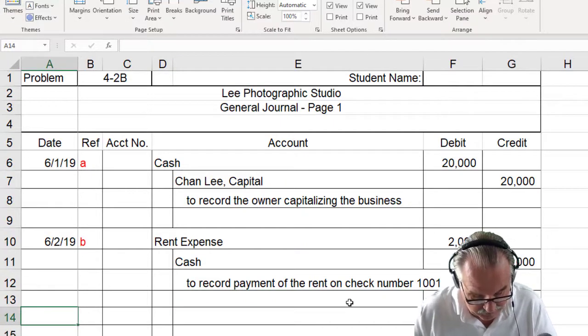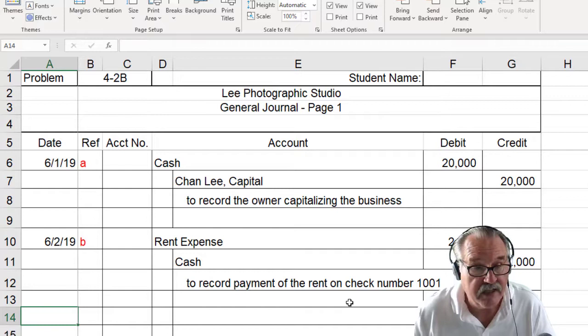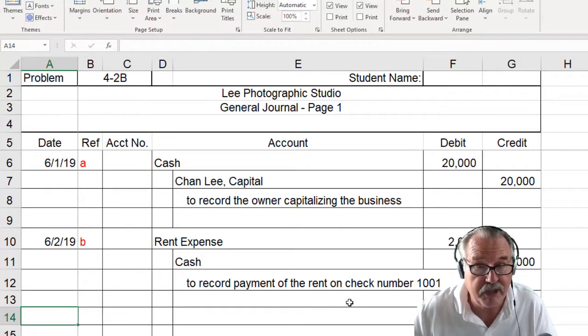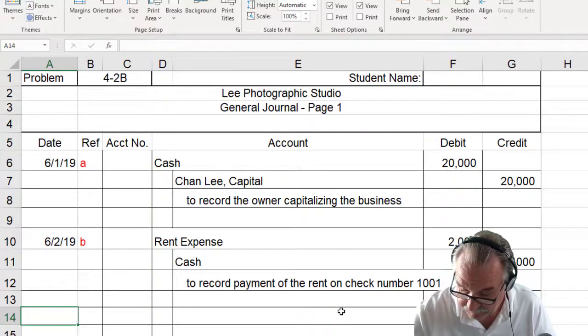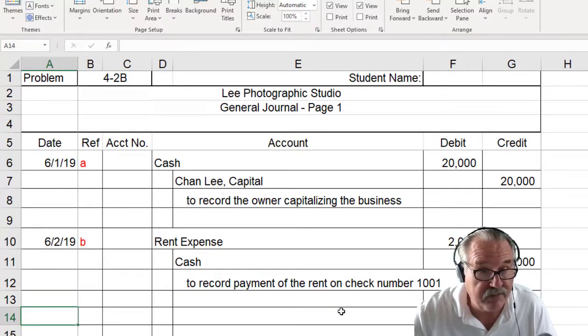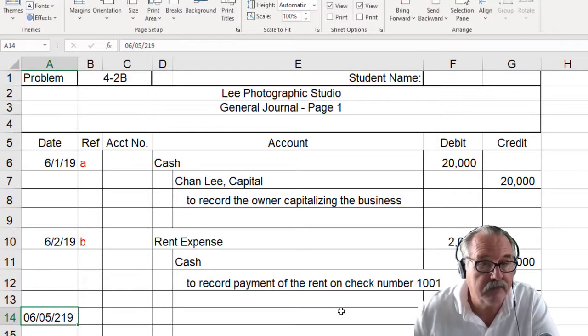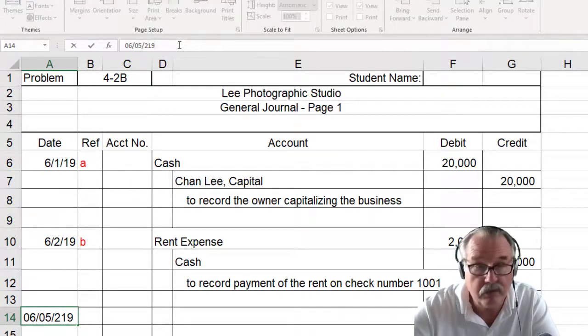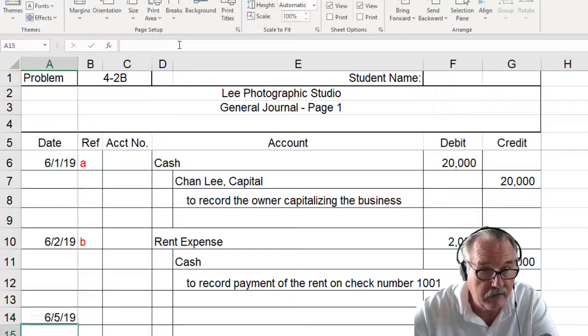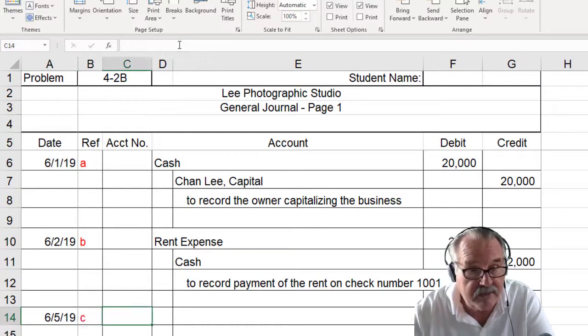This is transaction C, purchased desks and other office furniture for $9,500 from Office Supply Inc., receiving invoice 5312, payable in 60 days. There we have a lot of information, so we're going to put this all in here. This was on the 5th of June. But let's get it right. It's 2019. This is transaction C.